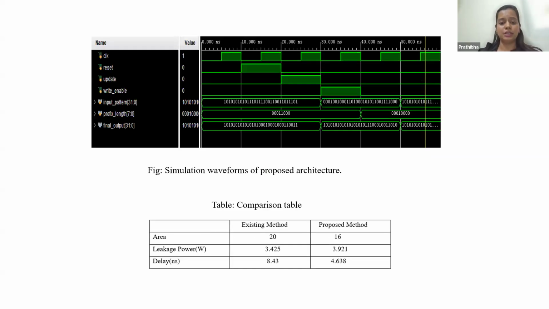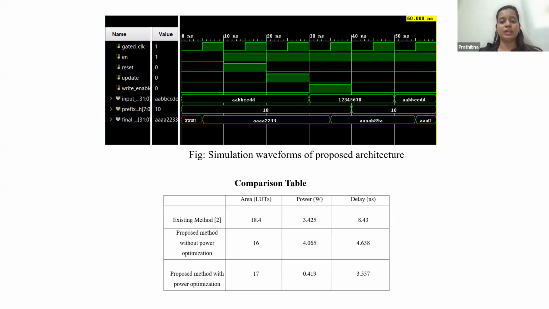This is the comparison that we have done between the existing and the proposed method. As you can see, there's not much difference in area and power, but the delay has reduced. But once we do the power optimization, we can see that power has been drastically reduced here.